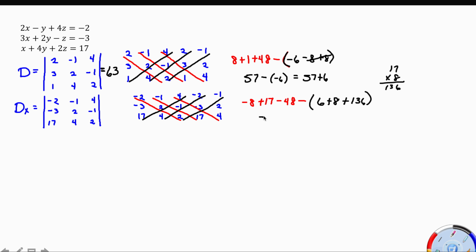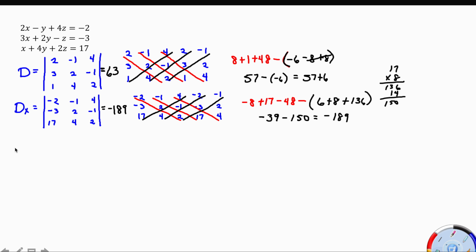So we wind up with, let's see, 17 minus 8 is 9, minus 48. So negative 39 minus 136 plus 14, 150. So this is negative 189. All right, so now I've got negative 189.